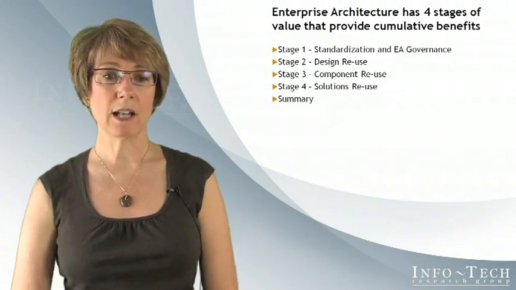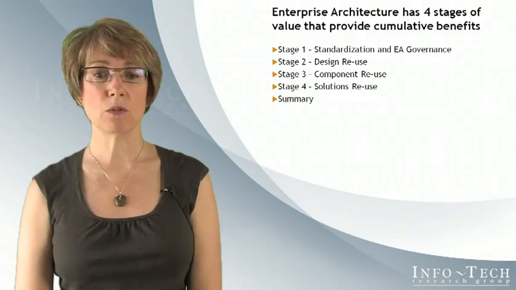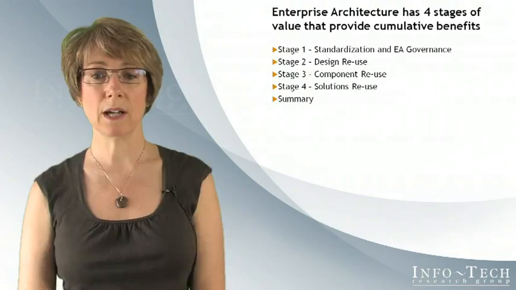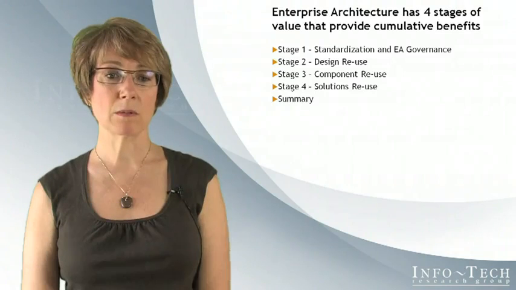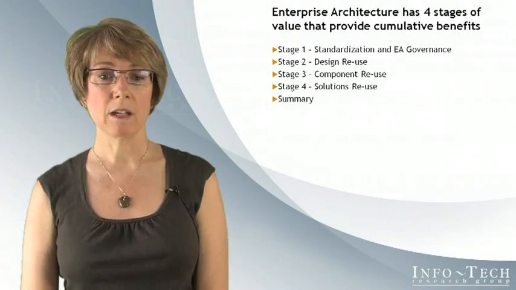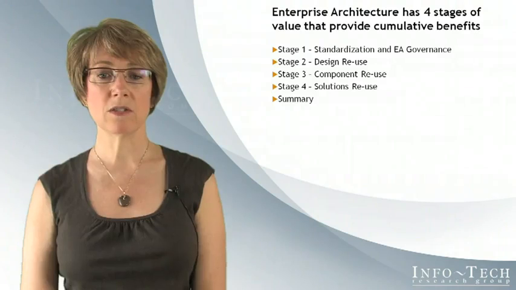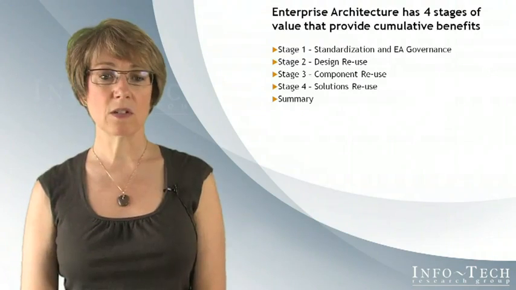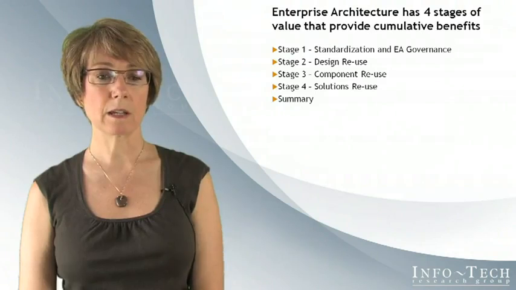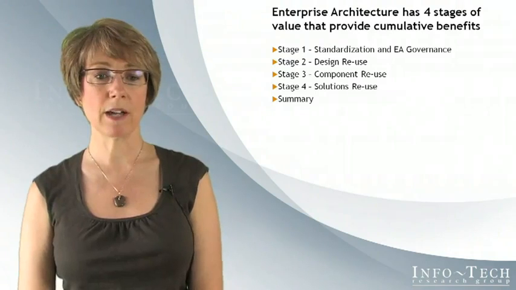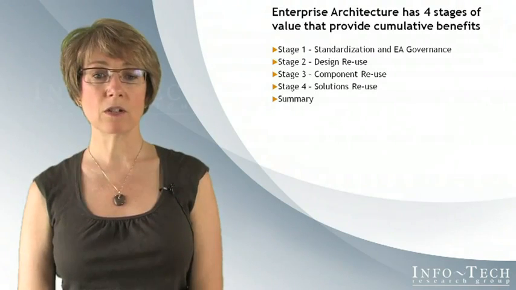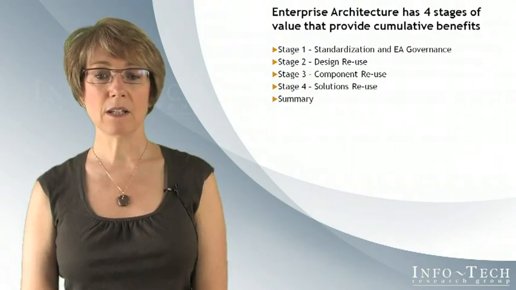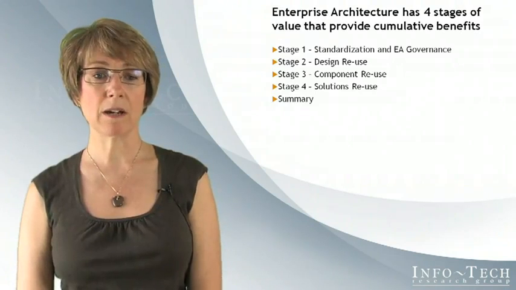If we use a home building analogy, the standardization and governance stage would represent the codes and bylaws required to build a house, and the inspectors who are responsible for ensuring codes are being followed. Value comes from knowing the rules and regulations in advance and eliminating rework for non-compliance and one-off solutions that don't meet the codes. Design reuse represents the blueprint for the house that is used over and over again to create a neighborhood, eliminating the need to redesign the entire house from the ground up every time you want to build one.